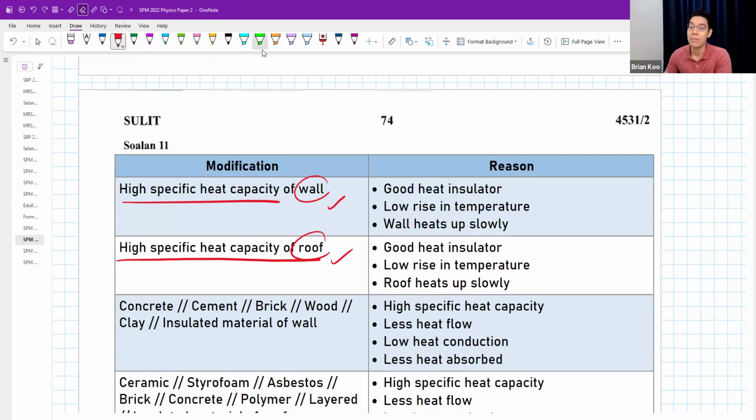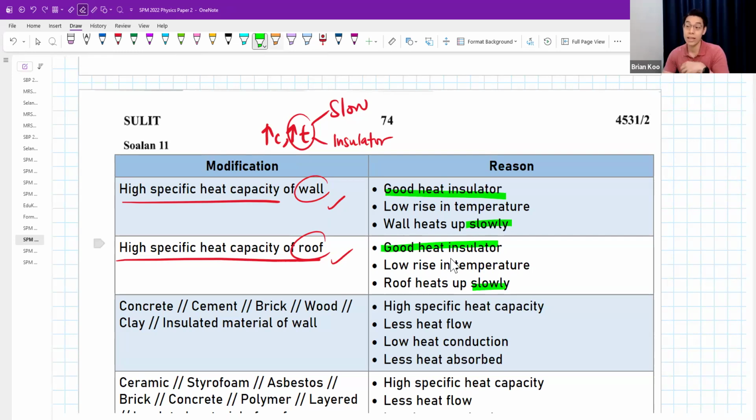The reason is all the same, because a high specific heat capacity means it takes a long time, very slow at heating up, which is good. I don't want it to be too hot. And it is an insulator. There you go, good heat insulator. Heat up slowly. Low rise in temperature.